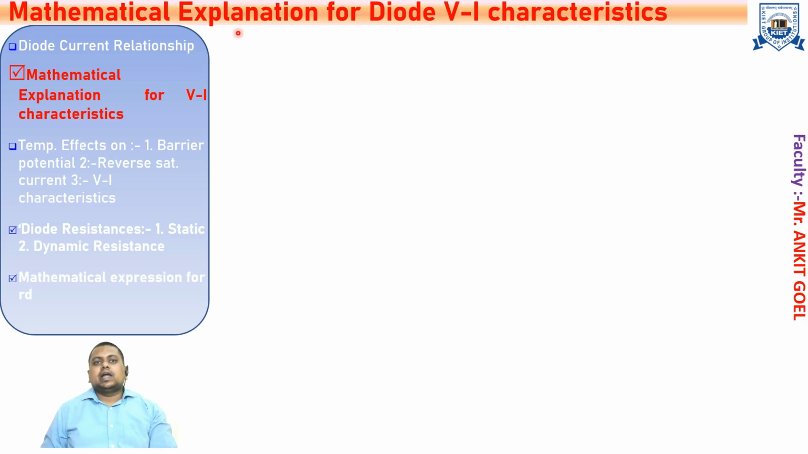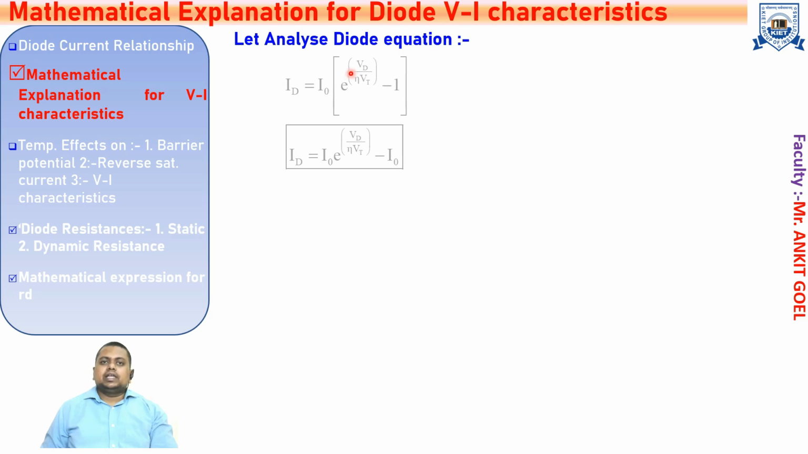Let's relate the diode current equation with the VI characteristics of the diode mathematically. We have the current equation as ID is equal to I naught e to the power Vd upon eta Vt minus 1. So just multiply both the terms by I naught.